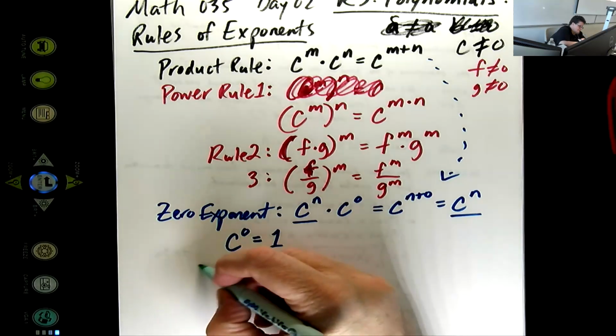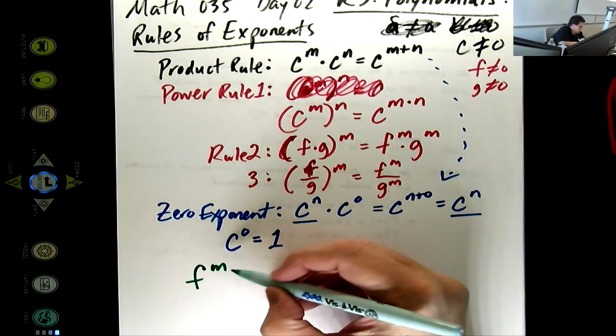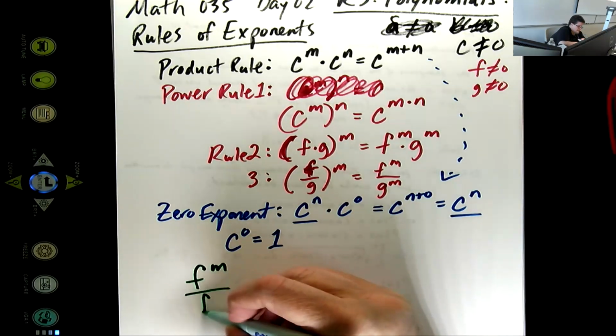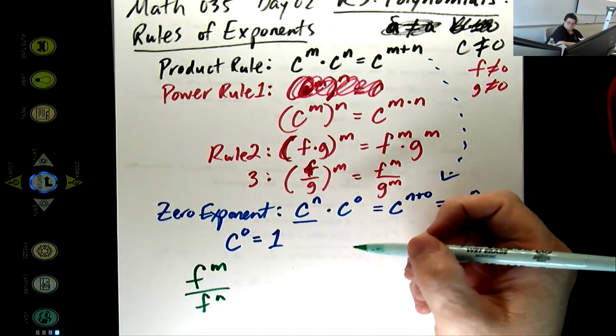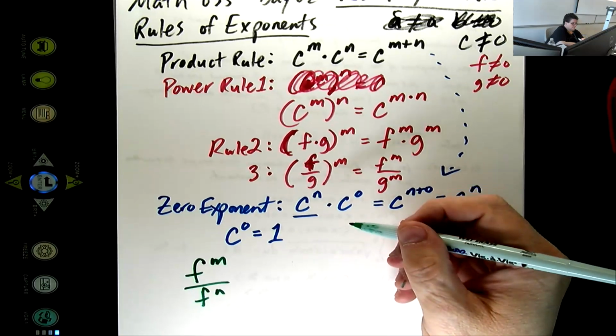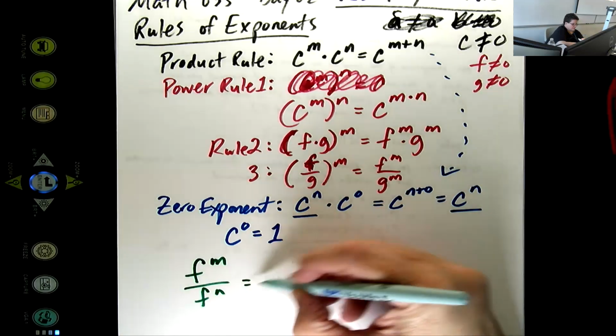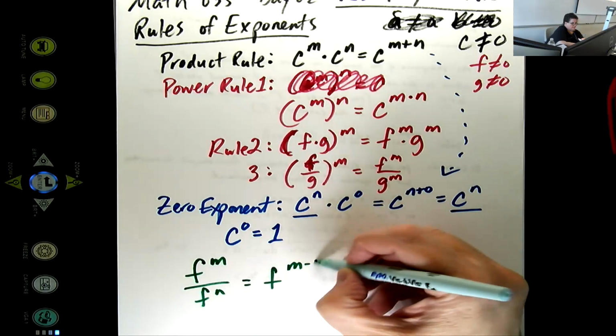If I have f to the m over f to the n, this equals f to the m minus n.